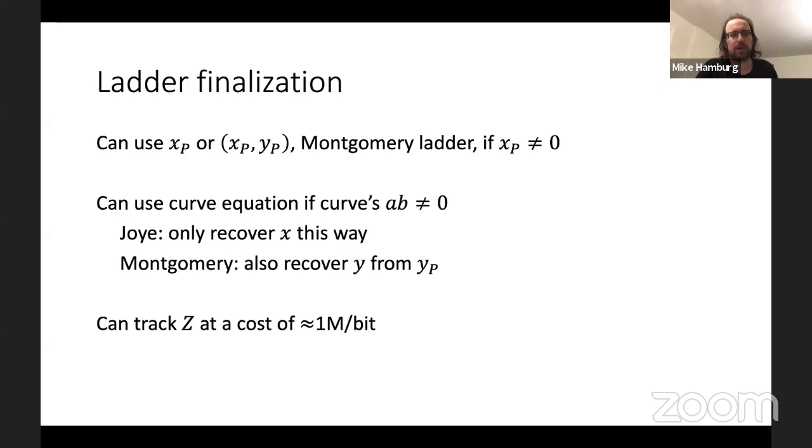There are also 3 ways to finalize the ladder state. And this is slightly tricky, right? Because you want to divide by Z, but you don't have Z. It's not stored in the ladder state. So you have to solve for Z. Depending on what curve you're using, mostly this middle one, which uses the curve equation, is the best way to do it.